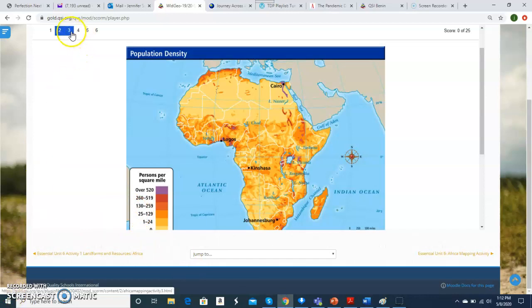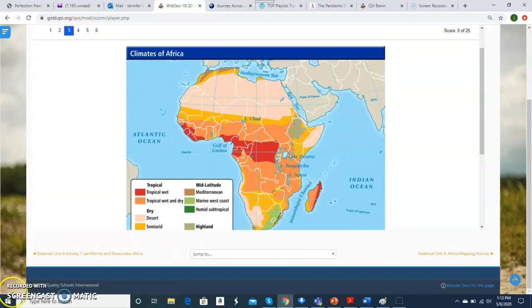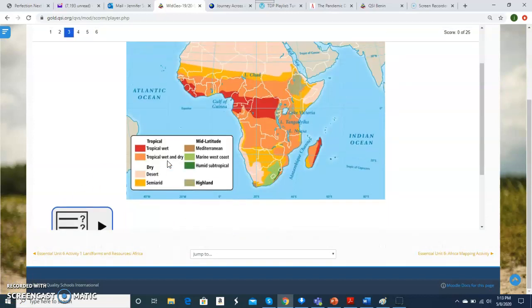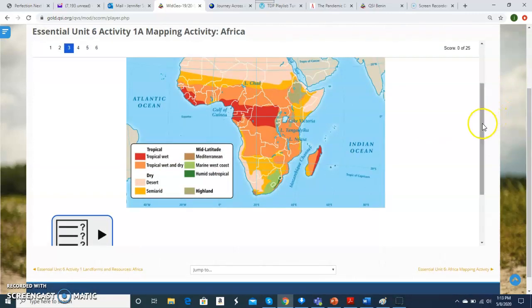So if we go to page 3 of the activity, on page 3, you can see that we have a map of the climate of Africa. So again, you have to think about where those 3 locations are, okay?